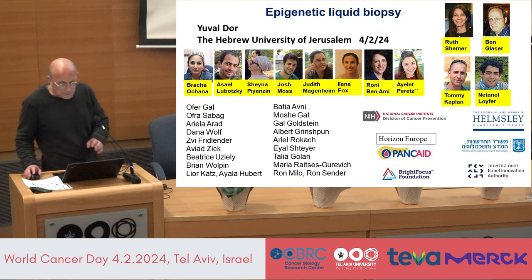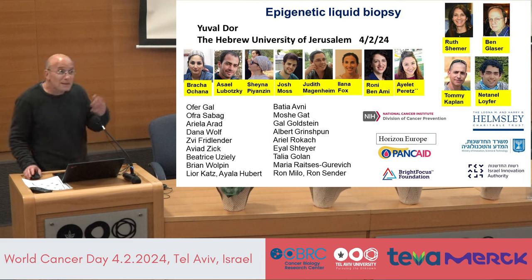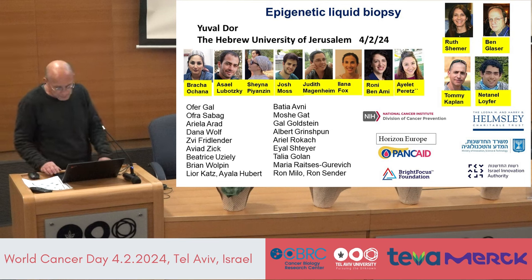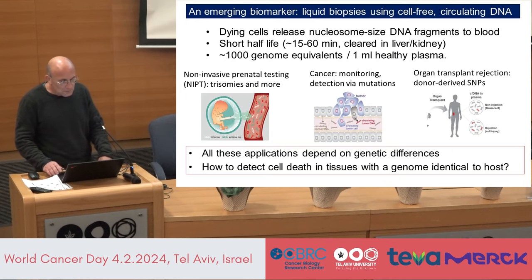Most important, I want to mention my key collaborators, because this is really an interdisciplinary operation. Ruth Shemer is a long-time methylation expert. Ben Glaser is a clinician and endocrinologist at Hadassah, and Tommy Kaplan and student Nathaniel Loyfer are computational biologists. All right, so what are we talking about?